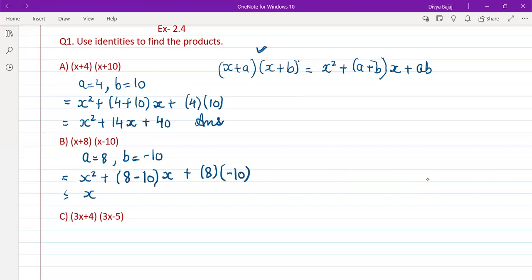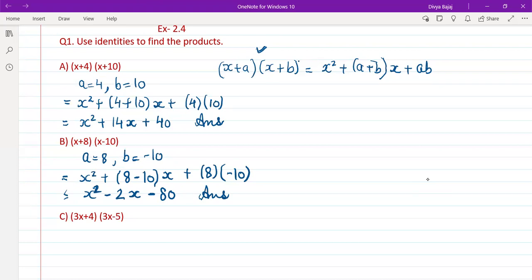We will have here x squared, and 8 minus 10, as minus is in front of the bigger number, so it will be minus 2, and we have to do subtraction here because plus minus minus. So it will be minus 2 into x. Let's do the product of both the constants, 8 and 10. 8 tens are 80, but it will be minus 80 because plus minus minus. So this is the answer of the B part using the same identity in the second question also. Let's move further with the C part.